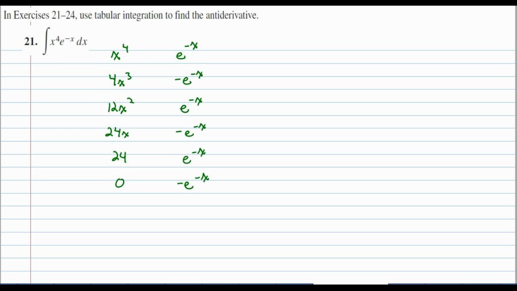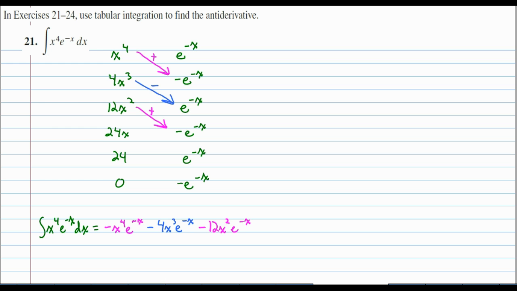Alright, so now I'm ready to evaluate what the antiderivative of x to the fourth e to the negative x dx is. My first term, if you remember, is going to be positive, just u, it came from u times v. So there's my u times my first antiderivative v. So my first term is negative x to the fourth e to the negative x. My next term is going to be negative, made up of the next two diagonals. So minus 4x cubed e to the negative x.